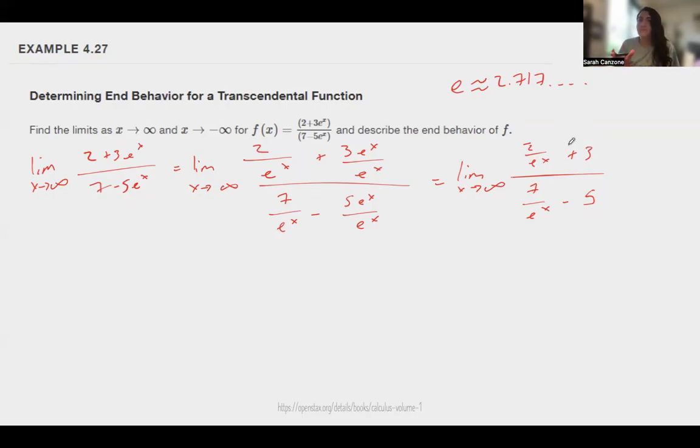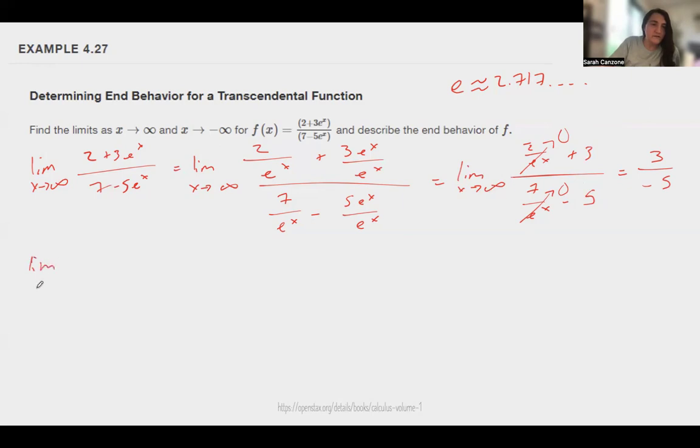Pretty much 0. So this thing goes to 0, which means that this thing goes to 0, which means that what you're left with is just 3 over minus 5. So 3 over negative 5. So this is the limit as x approaches infinity.